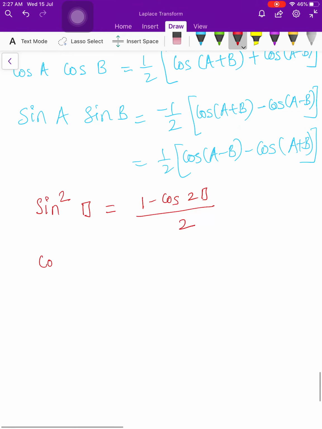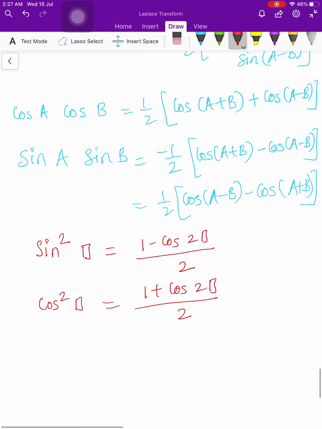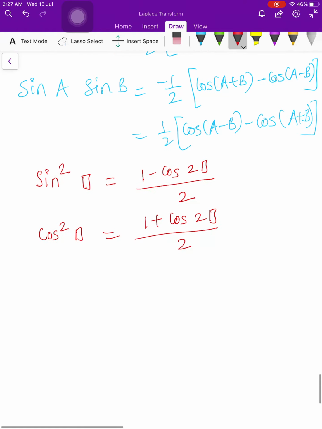Similarly, we have a formula for cos square of an angle. The formula is 1 plus cos 2 times the angle, divided by 2. We are going to use this formula very frequently in Laplace transform and Fourier series. Even while solving integration, you have to convert a square function into a multiple angle. So we will be needing these formulas in finding integrals. Please note these formulas.